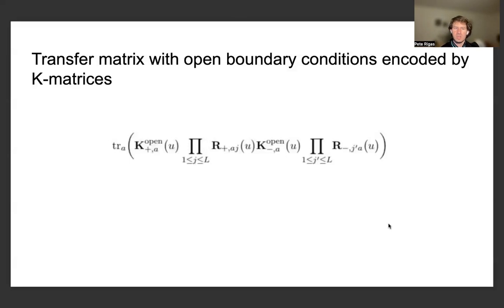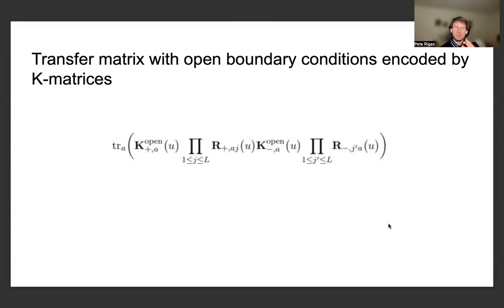And as we have been mentioning, now that we're going to have the transfer matrix, we can construct the monodromy matrix and encode open boundary conditions into the transfer matrix with the K matrices. So we're taking a trace of a product of matrices, and within this trace operation, we're looking at open boundary conditions, which is given from the leftmost position of the chain. And this is given by boldface K open plus of A of U.